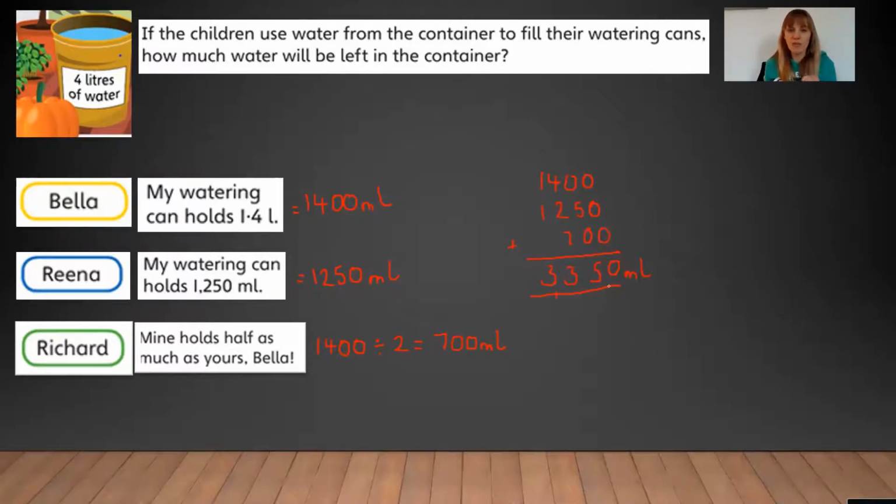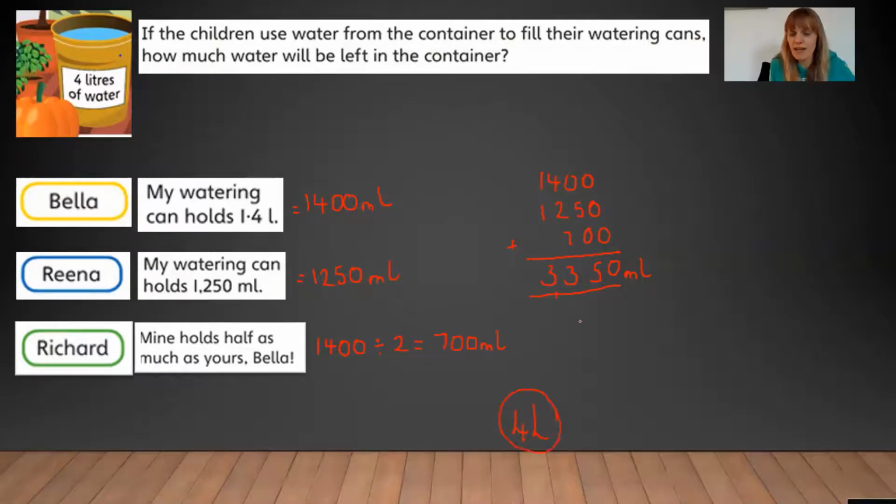Let's go back to the question, and it says, if the children use water from the container to fill their watering cans, how much water will be left in the container? Now, that doesn't mean my answer is 3,350. That's how much they've taken out. I need to know what's left behind in that container. Now, it says there are 4 litres of water in the container.